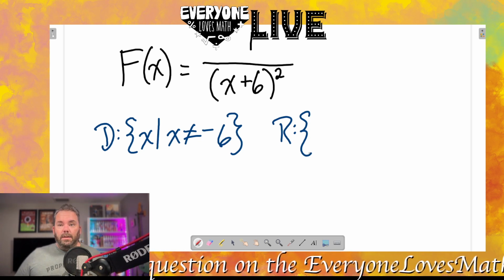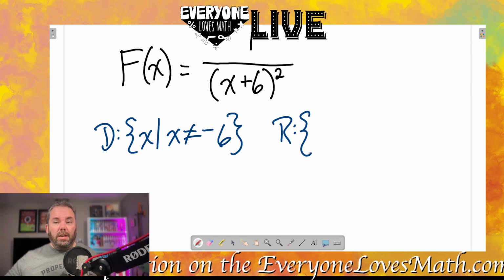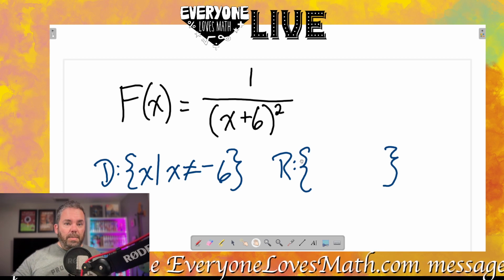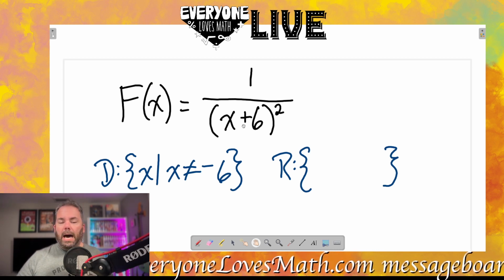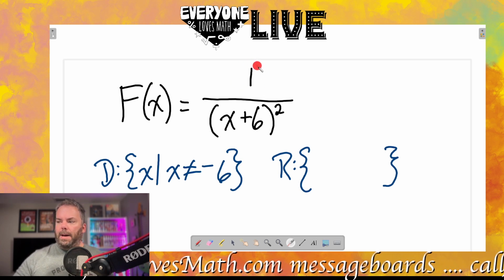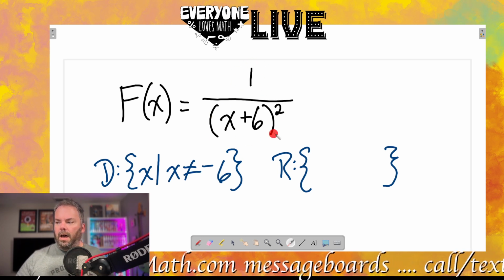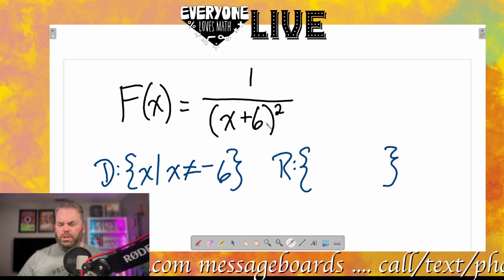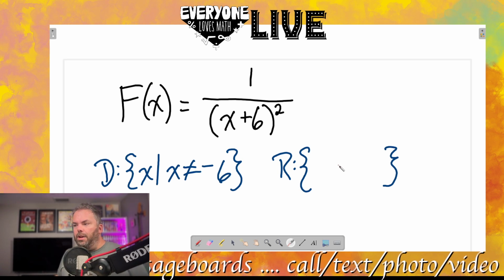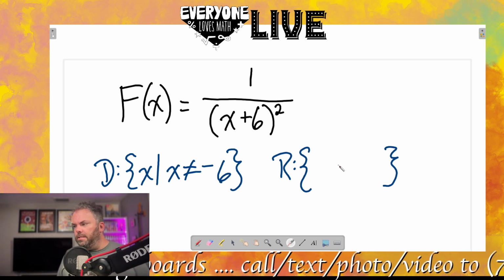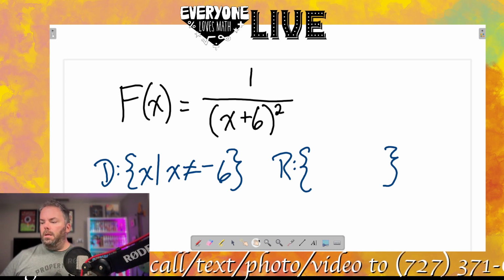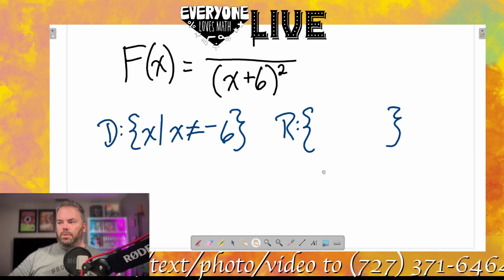And the reason why I'm thinking about it is, if we think about this fraction, it's going to be a 1 on top, and then the bottom is something squared. So I know that 1 is a positive number, and something squared is a positive number. So I think the range is going to be all positive y's. I don't think you can get any negative y's out of this, but I normally wait to see the graph on that. Okay? All right, let's talk about asymptotes.